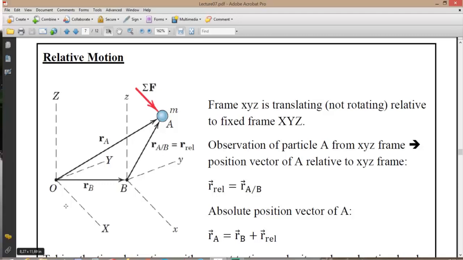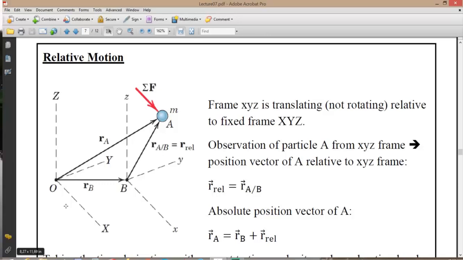Now, the relative motion we're going to be talking about is for an observation frame, again, that is observing the same particle's motion, but this observation frame is in motion. The type of motion it does is translational motion. There's no rotation of the observation frame. And in the figure on the left, the frame with an origin at B is the observation frame that is moving or translating, better to say.